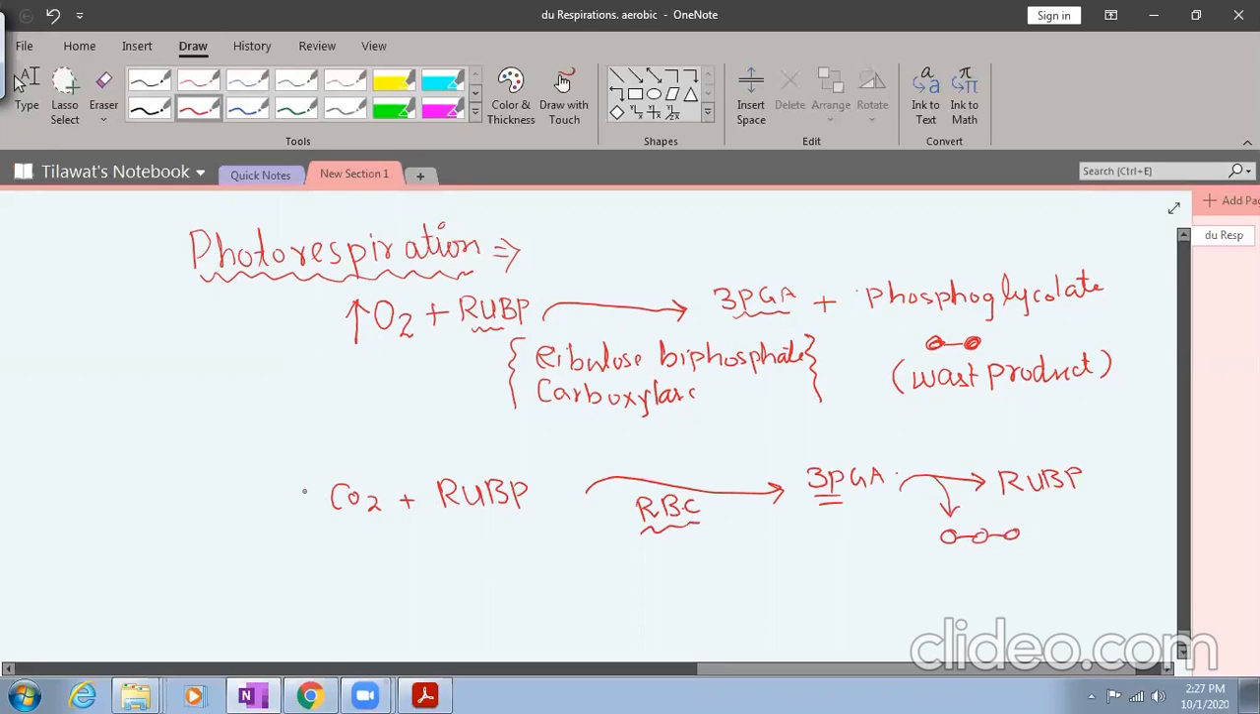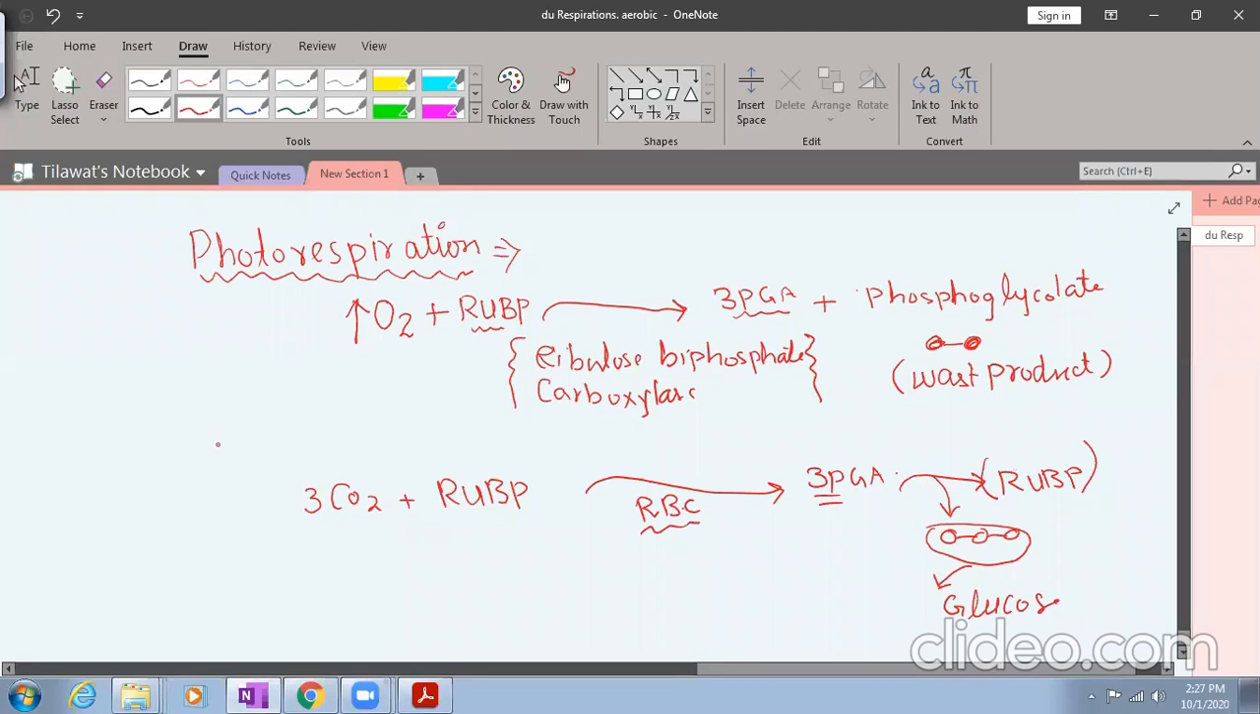Because if these carbons are, for example, 3 carbon dioxide, then these 3 carbon dioxide will give us a bank, and that will form what? Glucose or any other organic molecule. Am I clear? And this 3-phosphoglycerate will form what? Again, RuBP.